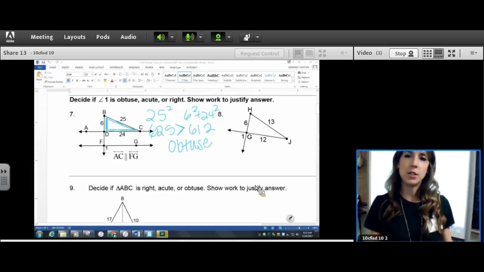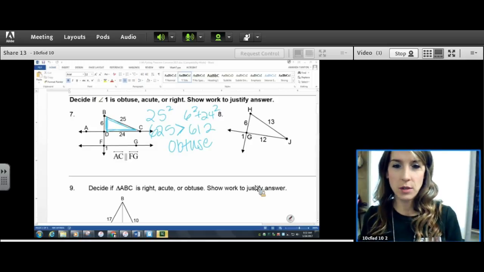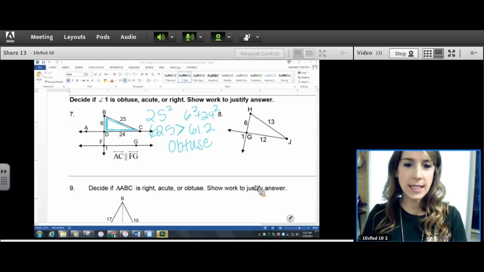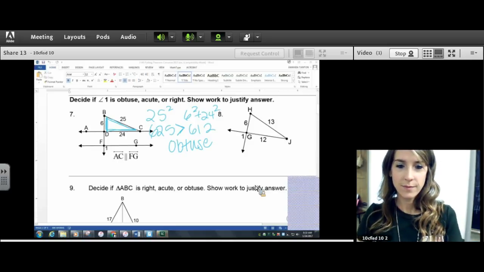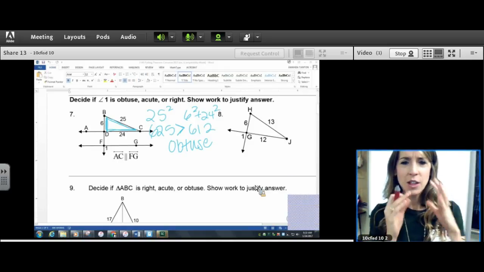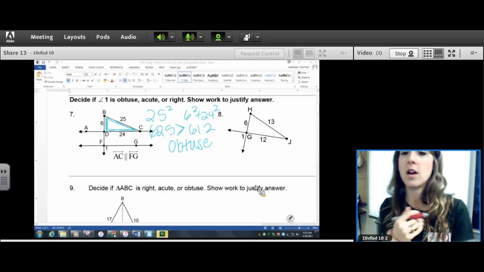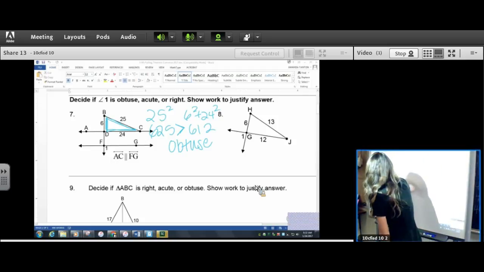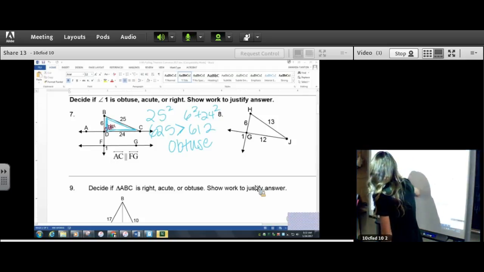Now, if that's an obtuse triangle, which angle is obtuse? Is it B? Is it D? Is it C? Yes, of course. The largest angle is going to be across from the longest side. So we now know that this angle is obtuse.